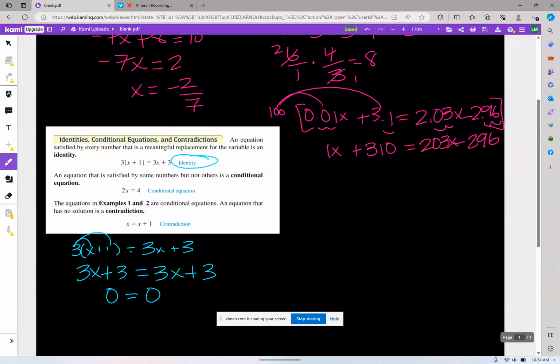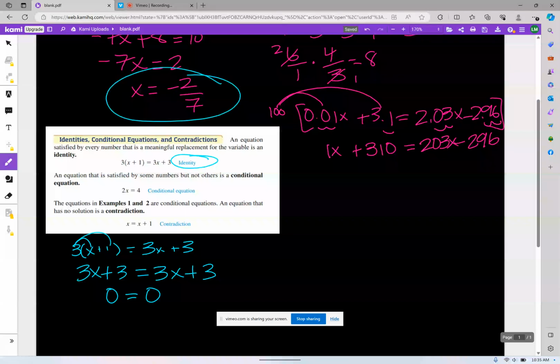A conditional statement means there are some numbers that work. So these two examples that I worked up here, they are conditional equations or conditional statements. A conditional equation has one or more answers, but not every number works. In this identity equation, it doesn't matter what number you plug in for x, they're all going to work, right? Then the third type is a contradiction.